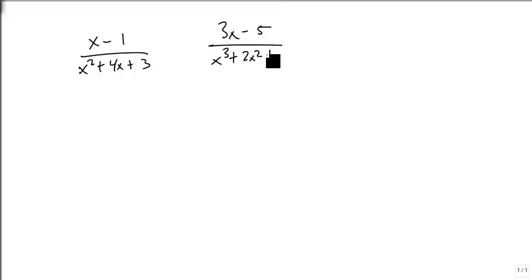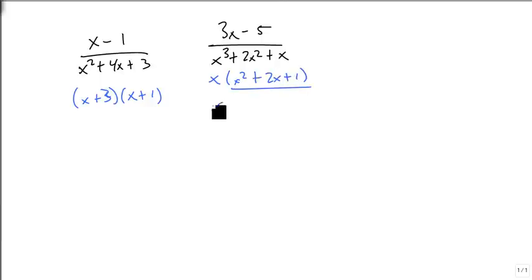As another example, suppose we have x minus 1 over x squared plus 4x plus 3 and 3x minus 5 over x cubed plus 2x squared plus x. And so we're going to factor just our denominators. Notice we're ignoring the numerators completely. This factors as x plus 3 and x plus 1. And this factors first as x times x squared plus 2x plus 1, which is a perfect square trinomial, x plus 1 squared.